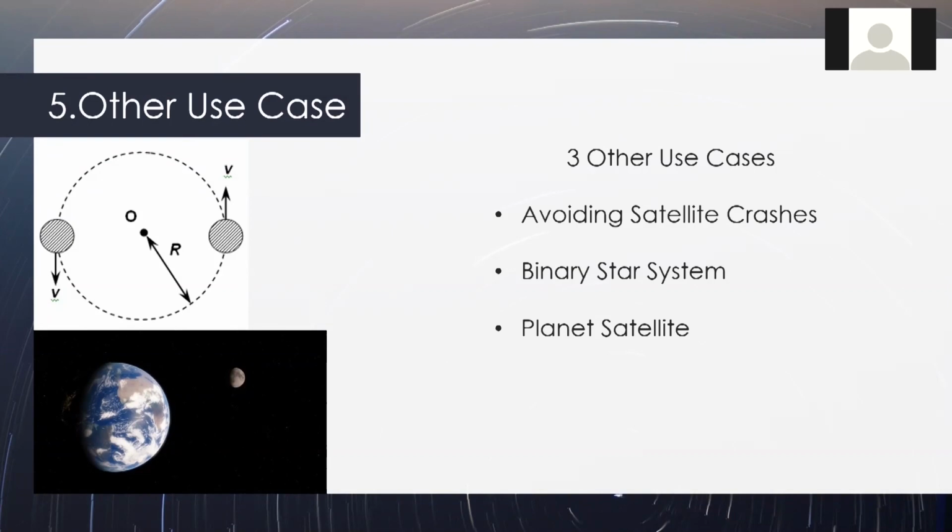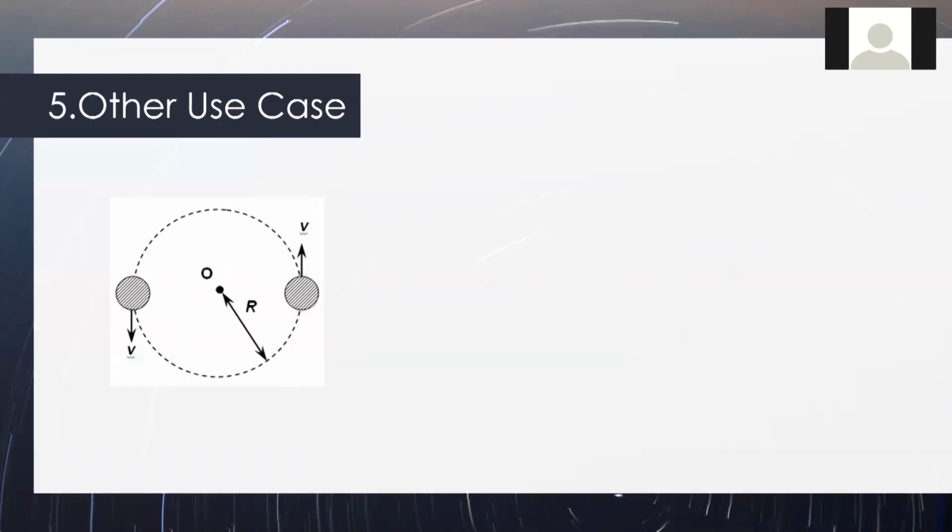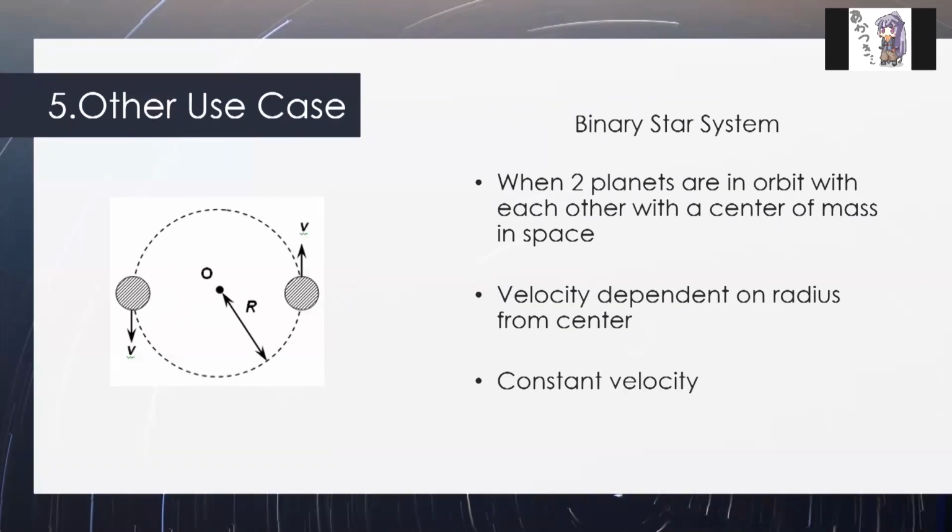So the other use case will be binary star systems. And what a binary star system is, if you look at the diagram to your left, is when two planets are in orbit with each other around a center of mass in space. This center of mass will determine the radius between the center of mass and the planet, which will determine its velocity. And this velocity is constant throughout, because there's no other force acting on it. So the velocity will be constant.